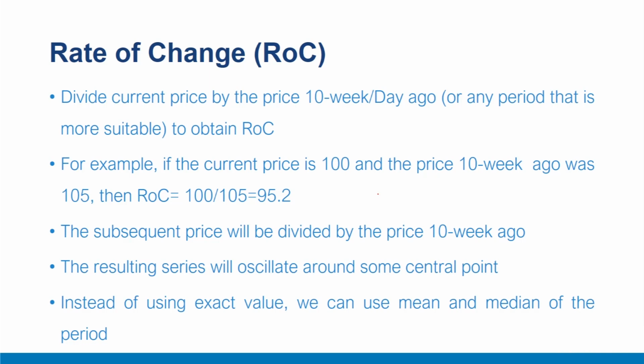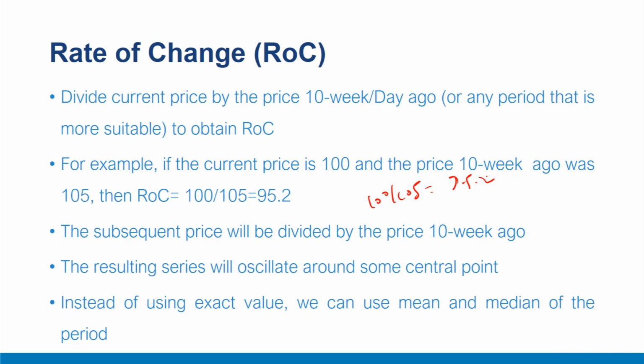If the latest price is 100 and the price 10 weeks ago was 105, then the ROC momentum indicator can be easily computed by dividing 100 by 105, which is equal to 95.2. The subsequent reading in the indicator will be calculated by dividing next week's price by the price 9 weeks ago.